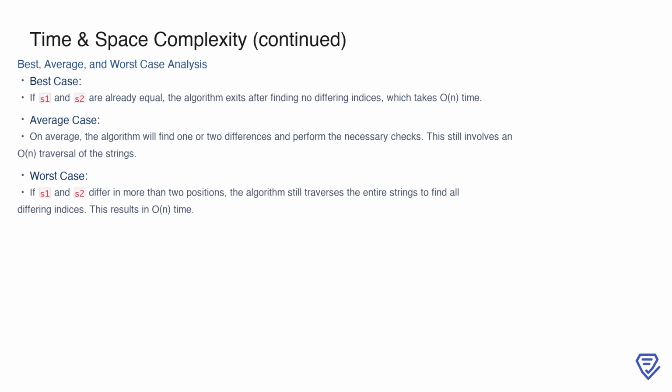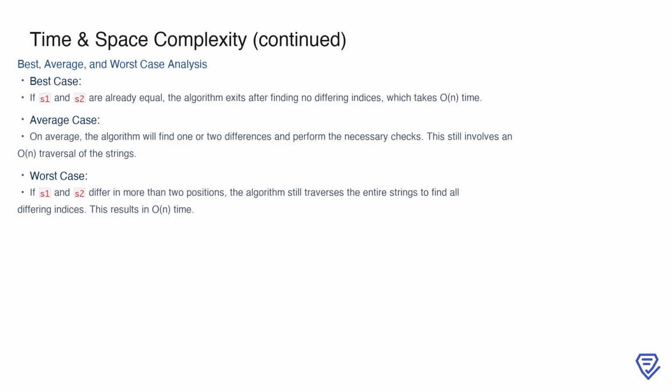Let's look at the best, average, and worst-case scenarios for this algorithm. In the best case, the two strings are already equal. Here, the algorithm simply confirms there are no differing indices, which requires a single pass through the strings, resulting in O(n) time. In the average case, the algorithm might find one or two differences, perform the necessary checks, and still complete in O(n) time because it only requires one traversal of the strings.